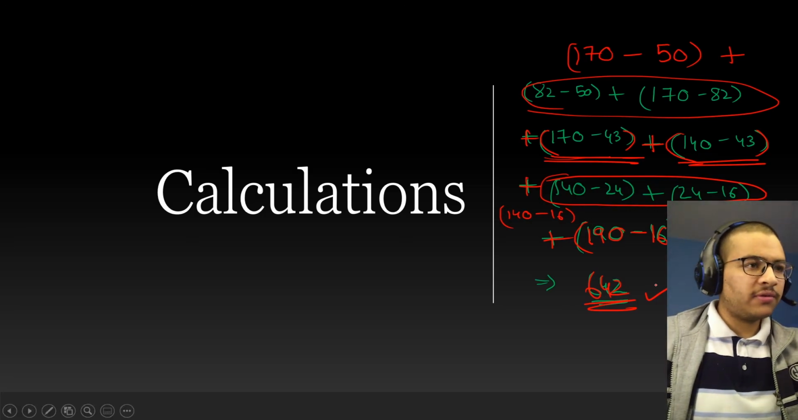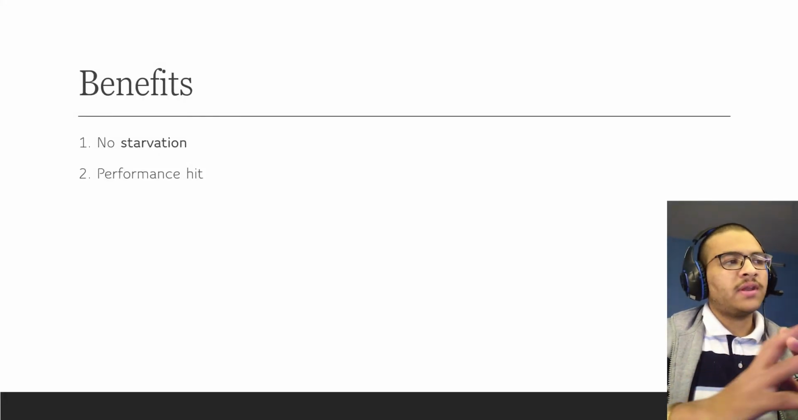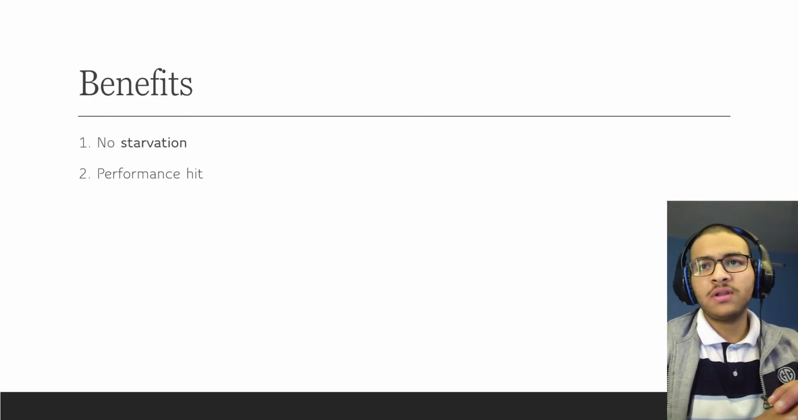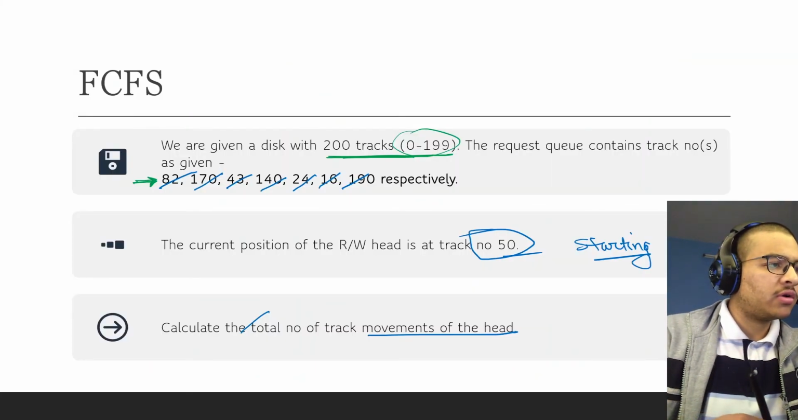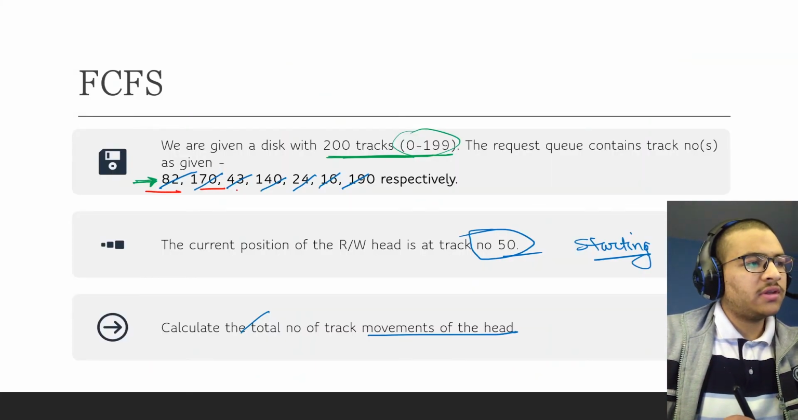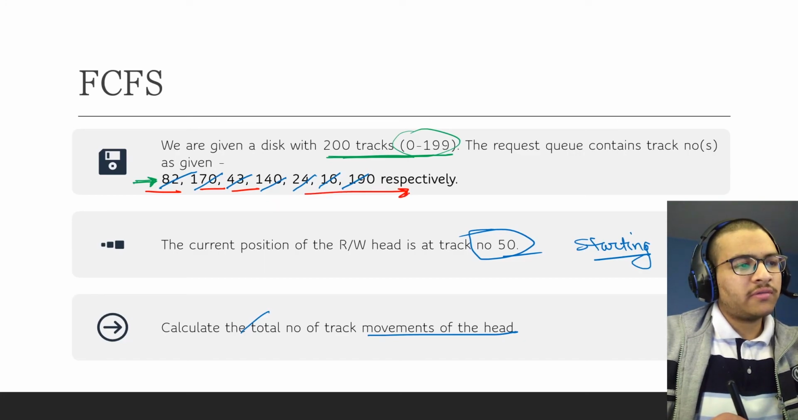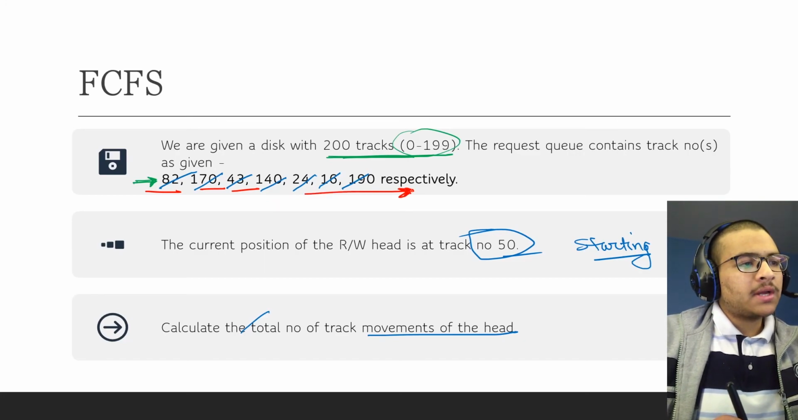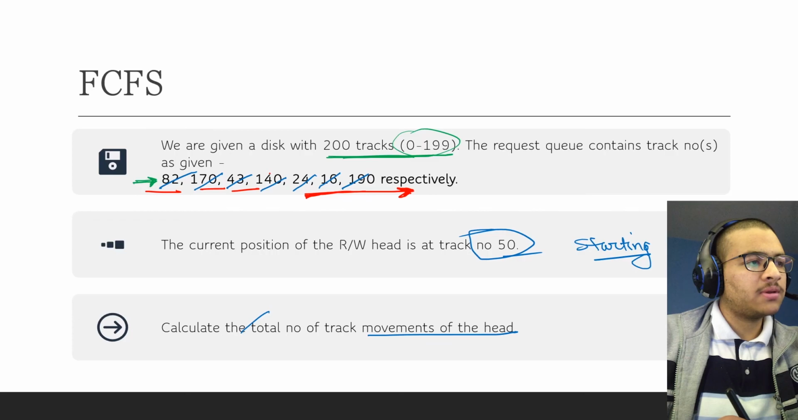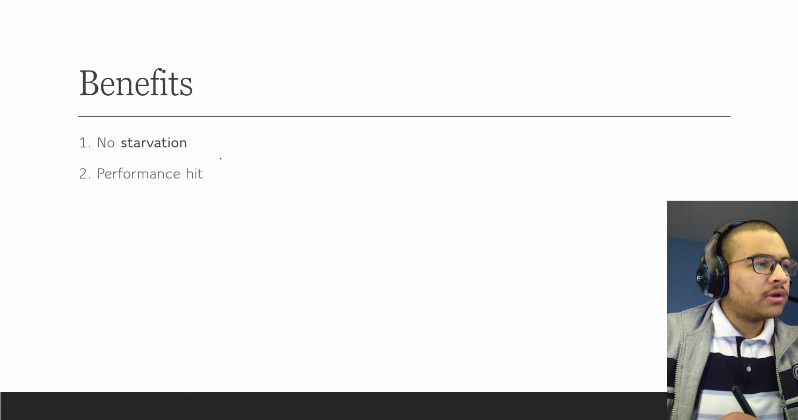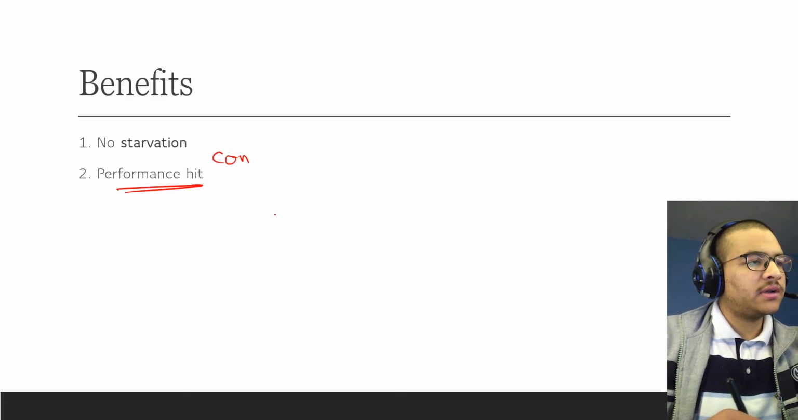So this was the first come first serve algorithm. What are the benefits? First of all, there is no starvation, since all the requests get processed in order, like first it was 82, then 170, then 43. And what is starvation? It is the condition where a particular process does not get any resources for getting executed, so it is starved. But no such thing will happen here, since they are getting executed in a particular sequence. But there is a con, that is it will have a performance hit.